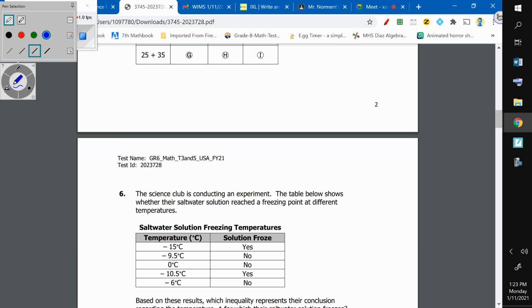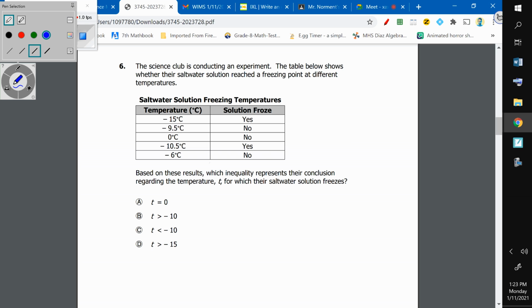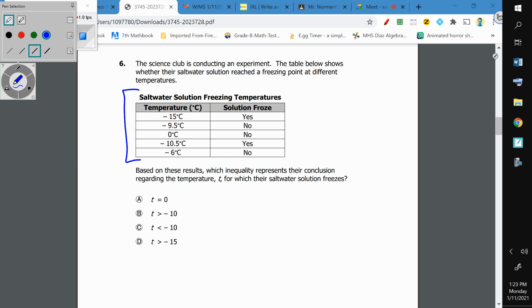Number 6. The Science Club is conducting an experiment. The table below shows whether their saltwater solution reached a freezing point at different temperatures. And this is the table right here of saltwater solution freezing temperatures. So when the temperature was this and this, these are negatives. No, forgive me. When the temperature was this and this, it froze. When the temperature were these, it did not freeze.